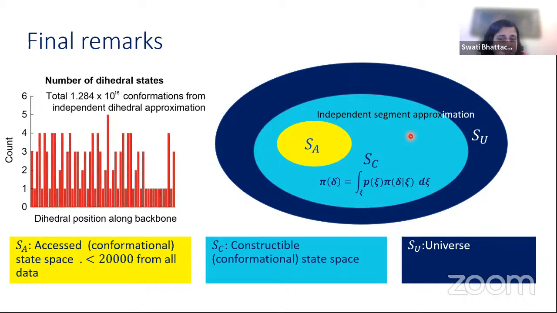There's also a third space that is called the universe. And the universe, assuming that we have actually accessed all the local states for each dihedral, then we have already estimated the size of the universe, which is 10 to the power 16. So it turns out that the constructible space, SC, is almost as big as the universe. And so this framework, to summarize, provides a leap from the accessible to the constructible state space, which of course can have a lot of benefits. So this is still a work in progress, and thank you.